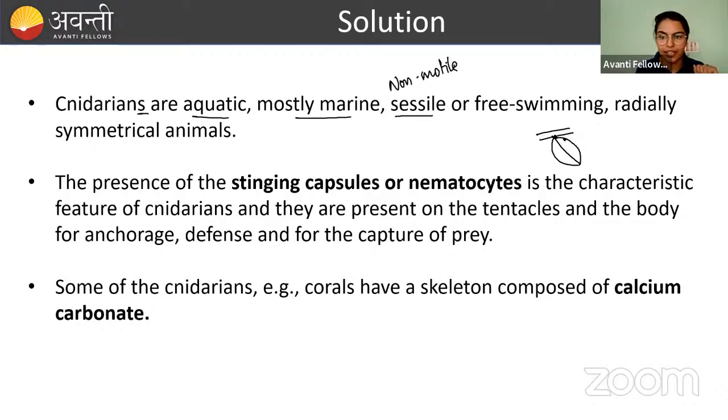If there is no petiole, then we call it sessile. This happens in a leaf, but in animals, sessile means non-motile. So either free swimming or sessile, radially symmetrical animals. These are cnidarians.